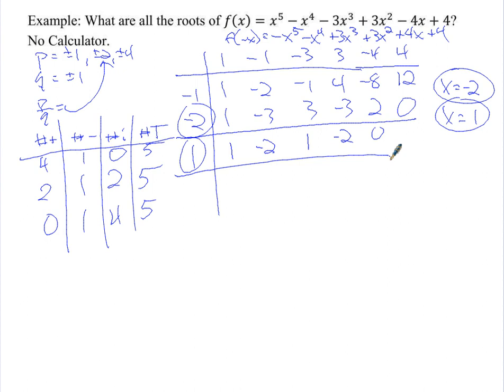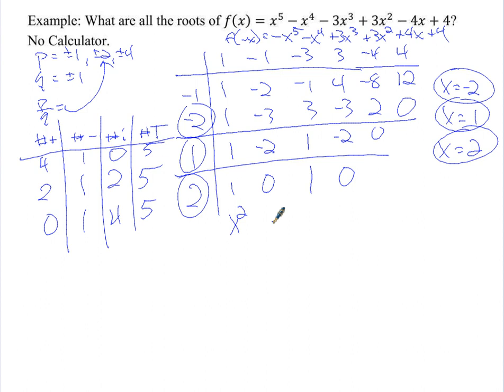2, positive 2, okay. So the 1 comes down. 2 times 1 is 2, plus negative 2 is 0. So I have 0 plus 1, which is 1. 2 times 1 is 2, plus negative 2 is 0, which means positive 2 also works. So x equals positive 2 is a root. Now I have 3 of them. Now what?